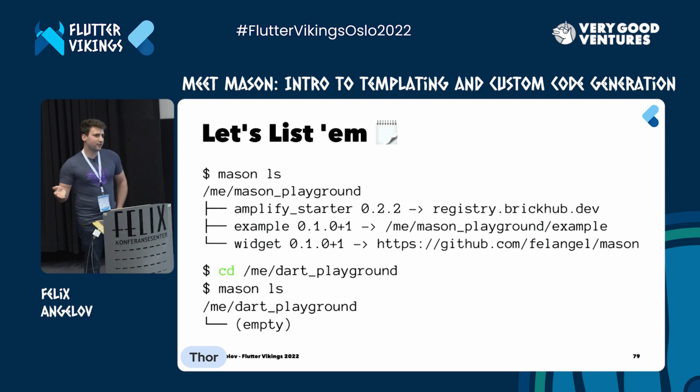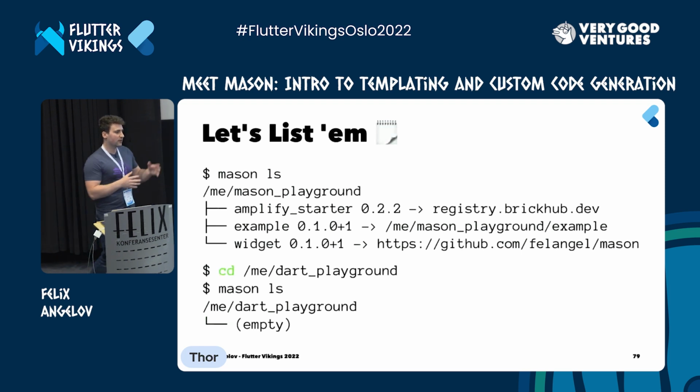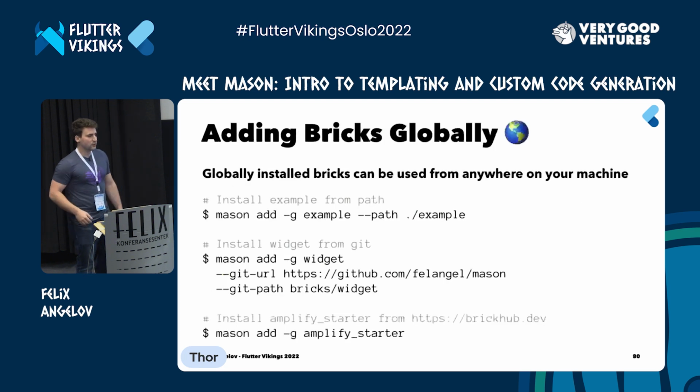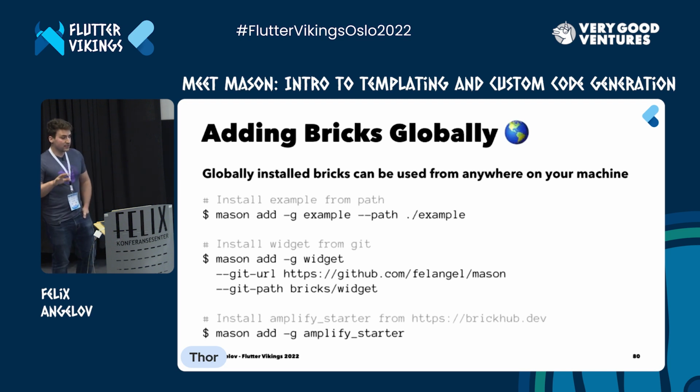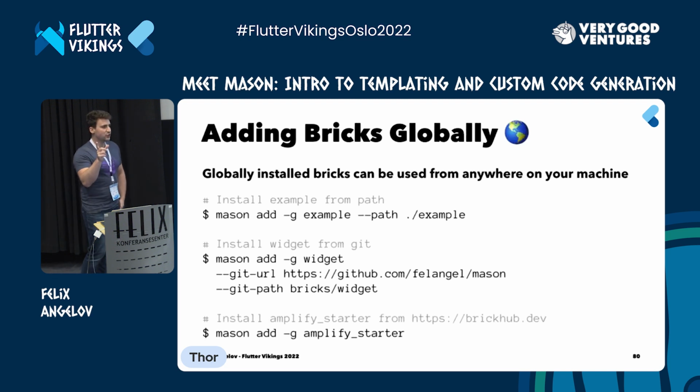And so you might be thinking, hey, Felix, that's pretty annoying. Like, what if I want to use widget anywhere on my machine? I don't want to keep initializing Mason in every single workspace. And so for that, you can just install a template globally by adding the -g flag. So exact same commands as before, just tack on a -g or a --global. And those templates will be installed globally on your machine, and you can use them from anywhere on your computer.